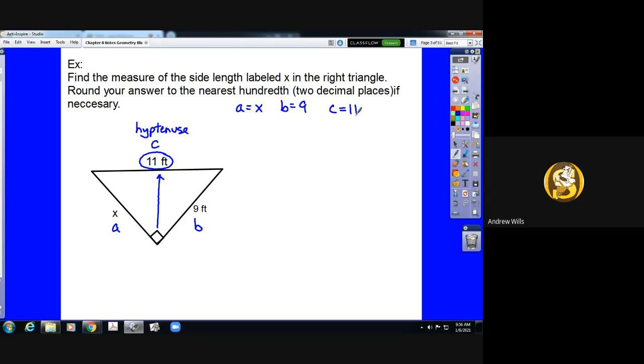And if you switch the X and the 9, it makes absolutely no difference. You'll get exactly the same work and exactly the same answer. Set up the Pythagorean Theorem, A squared plus B squared equals C squared. So that would be X squared plus 9 squared equals 11 squared.